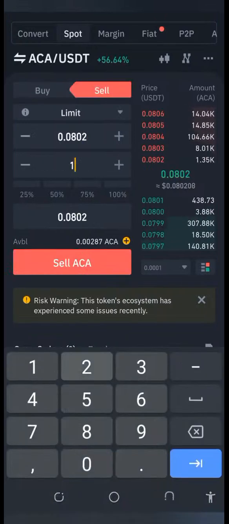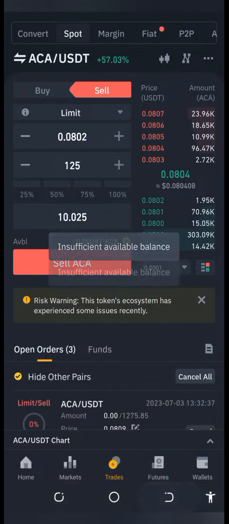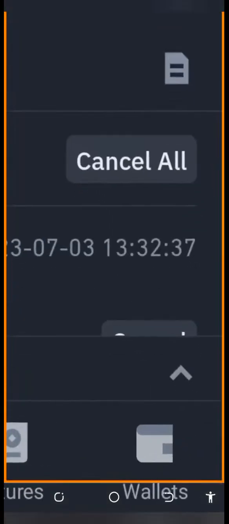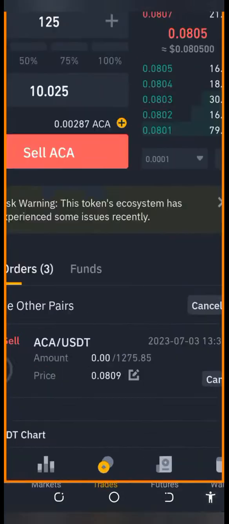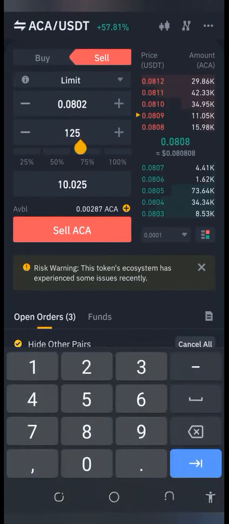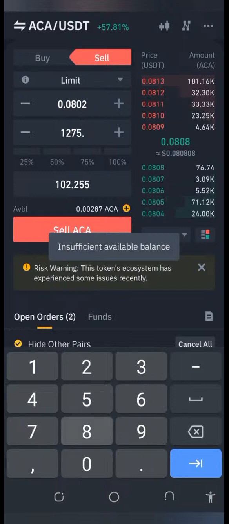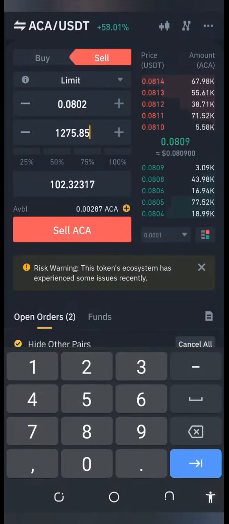Let's go check. 125, 125. Am I right? Let me check it again. I'm not sure. Let me see. I think I'm excited. Let's see. We're talking about 1275, okay? 0.85. 1275.85. We're currently in profit. I'm cashing out. I am cashing out.